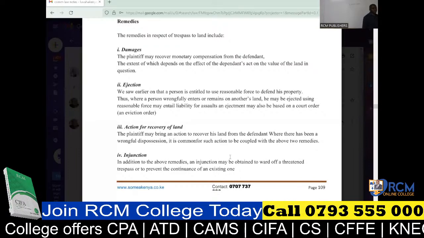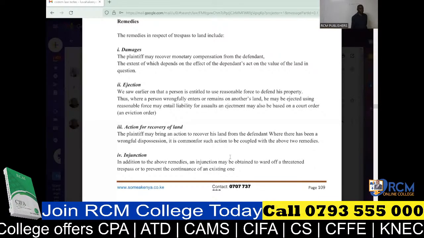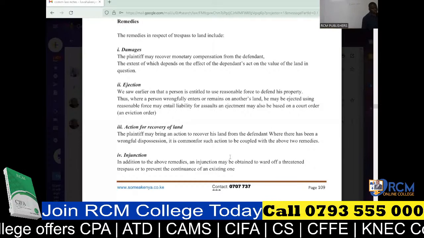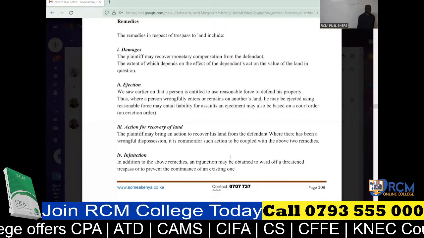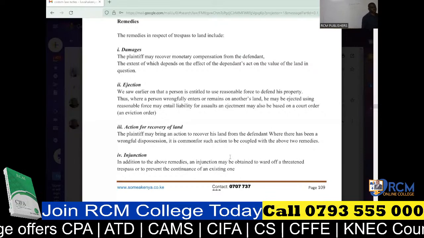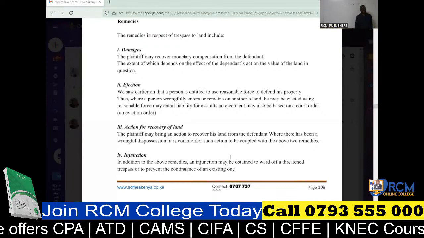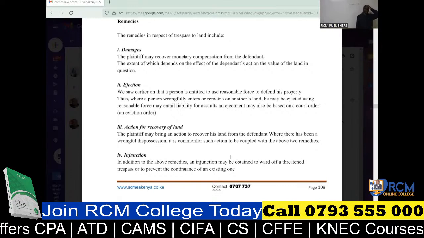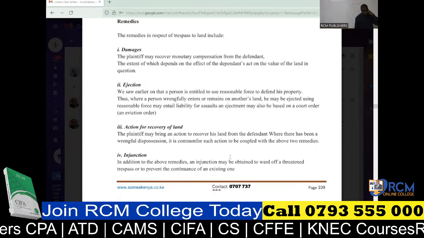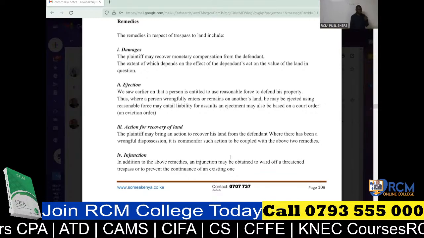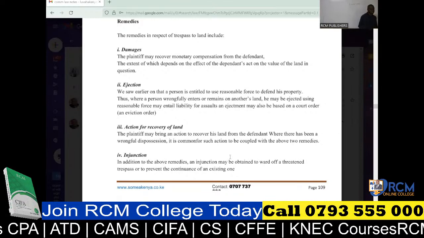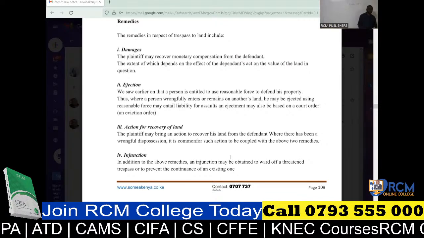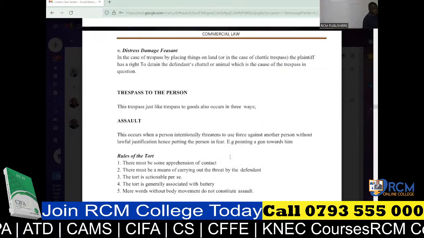Then injunction. An injunction is simply a court order to stop a person. In addition to the above remedies, an injunction may be obtained to stop a person who threatens to trespass, or to prevent the continuance of an existing trespass. It is a court order given to stop a person from undertaking a certain action, such as trespassing on another person's land. Once the court has given that order, if you go against it, you will be held responsible or liable.